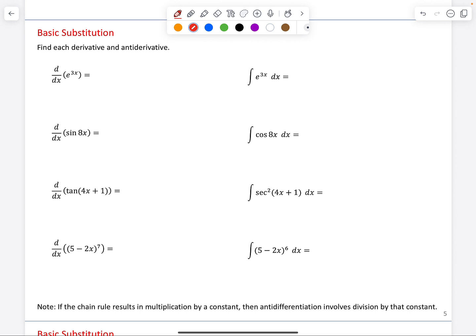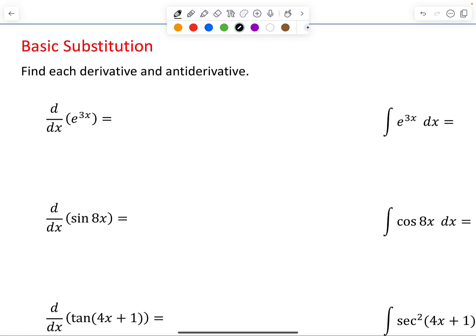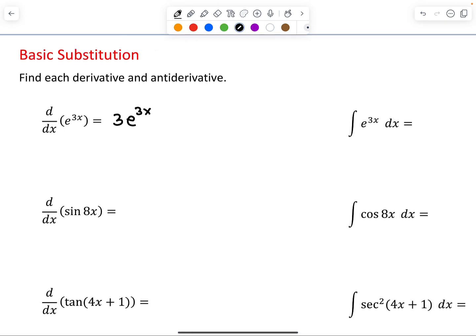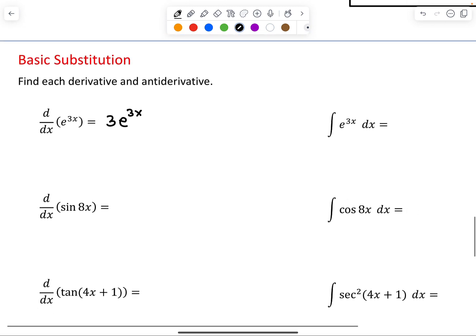Find each derivative and antiderivative. Okay, we'll do this row by row. The derivative of e to the 3x, using the chain rule, is e to the 3x times the derivative of 3x, which is just 3. Sometimes you don't need to use a substitution to reverse a derivative. You just need to be able to think of the derivative backwards.